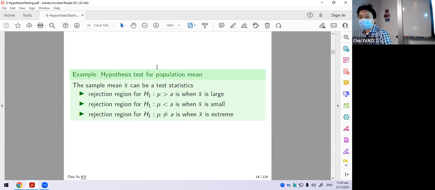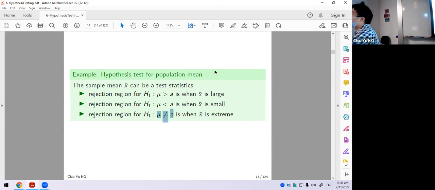When your alternative is that the population mean is not equal to a value, you reject if the sample mean is very extreme. Is that clear? Is that okay, this one? I think we covered this and implicitly defined it already, but some of you in the other class wanted me to give a formal definition, so I just formally defined it.